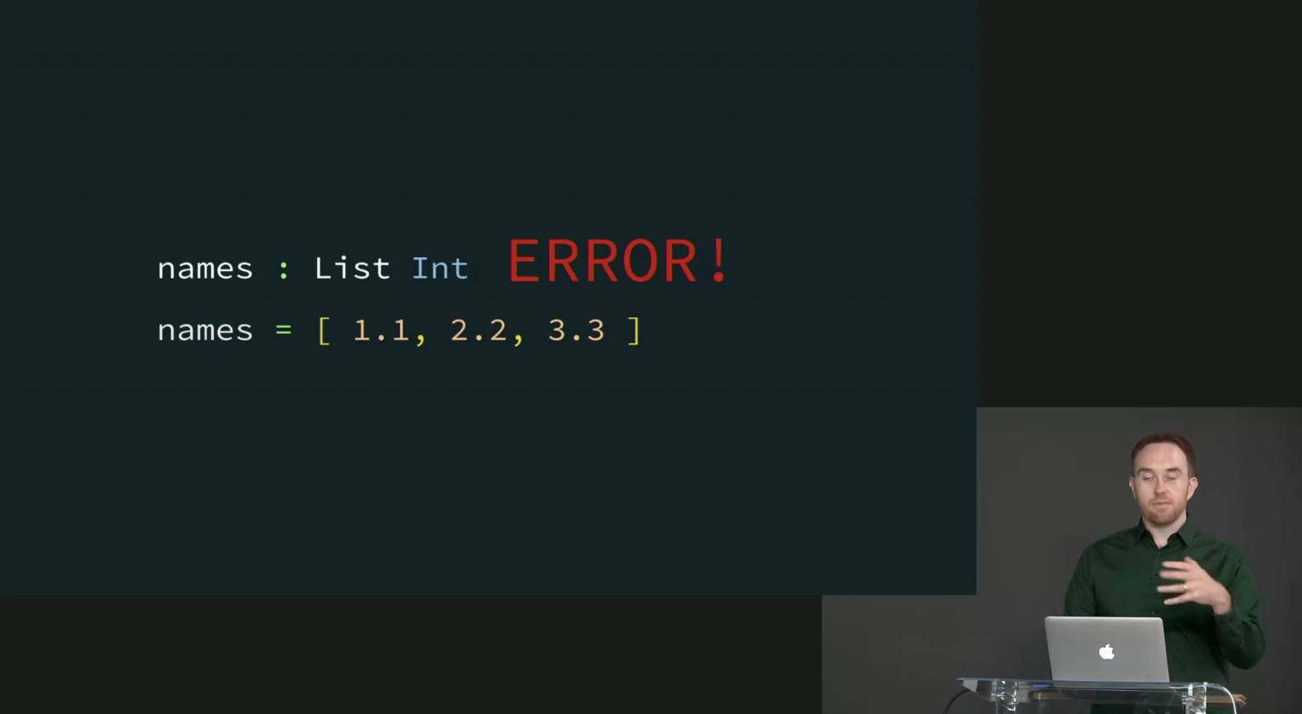This will not compile. It'll say, nope, that's an inaccurate annotation. I know that this is a list of floats. You cannot call that a list of ints. It won't accept that.